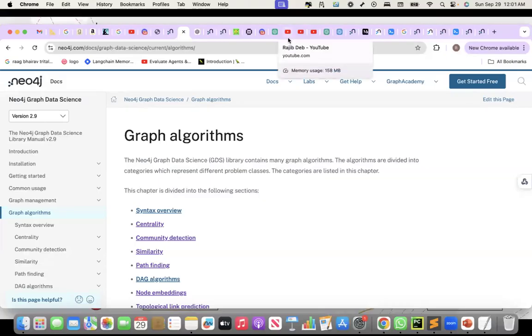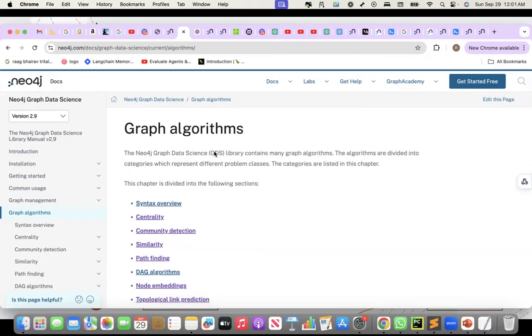So in this playlist, I'm planning to create a playlist specifically for the graph algorithms. I will go through all the graph data science algorithms that are there in Neo4j. Today I will start with the centrality category, and within that the article rank algorithm.